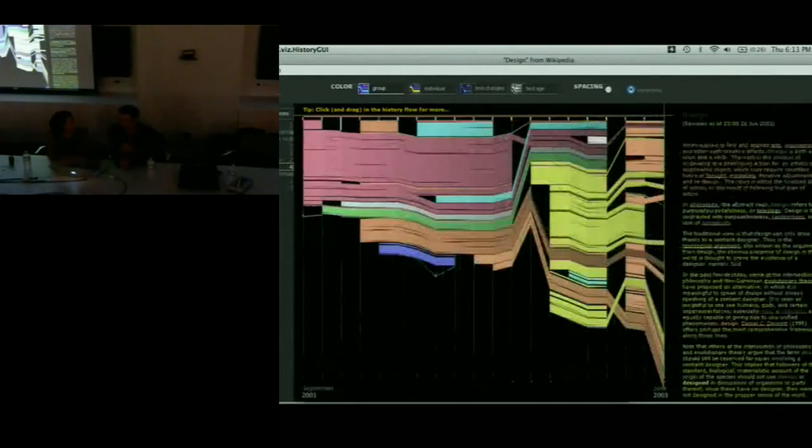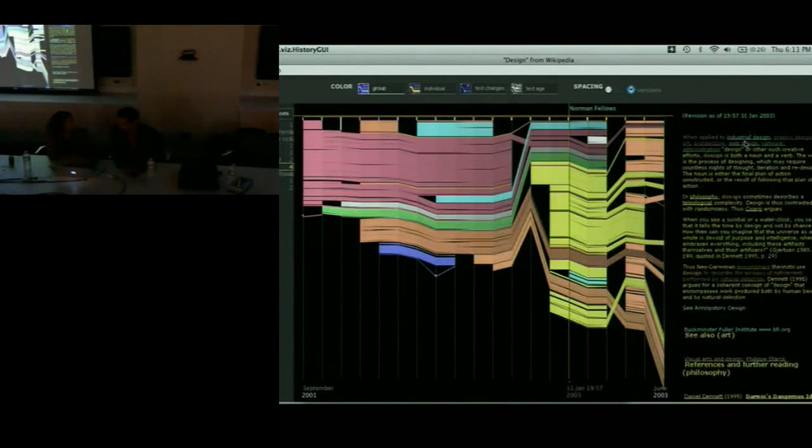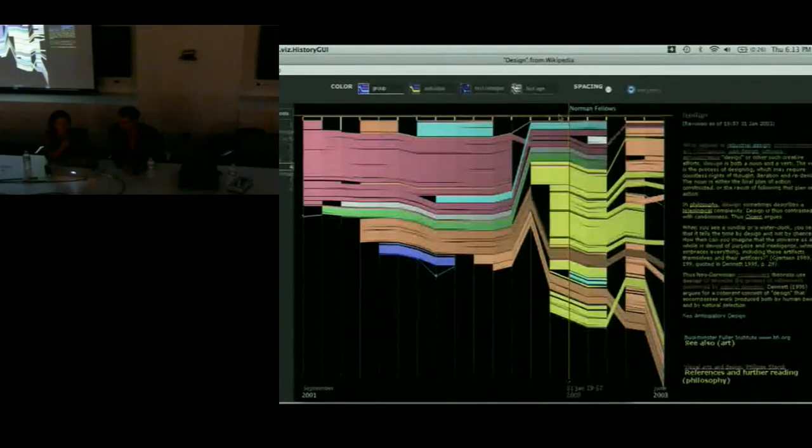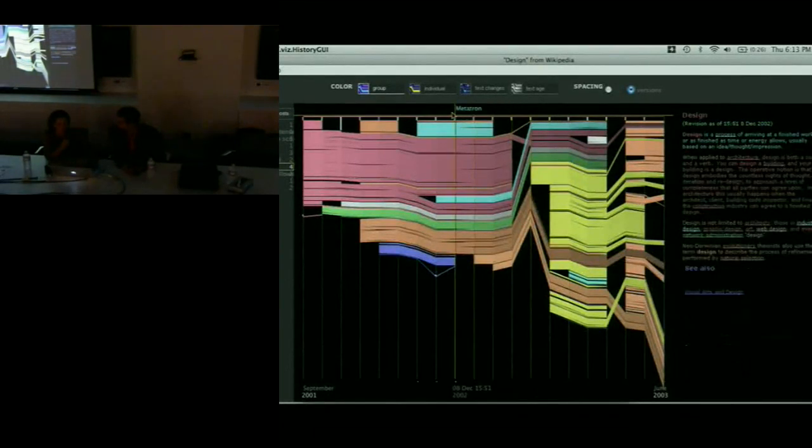Okay, so this is History Flow, and what we're looking at right now is the evolution of the article on design on Wikipedia. I have this little wand here that I can bring back in time, and you can see how the text of the article changes. Can you hear me? Yes. Okay, this is better. So if I move my little wand, I can see how the text of the article here changes. And I can just follow the evolution of the article this way.